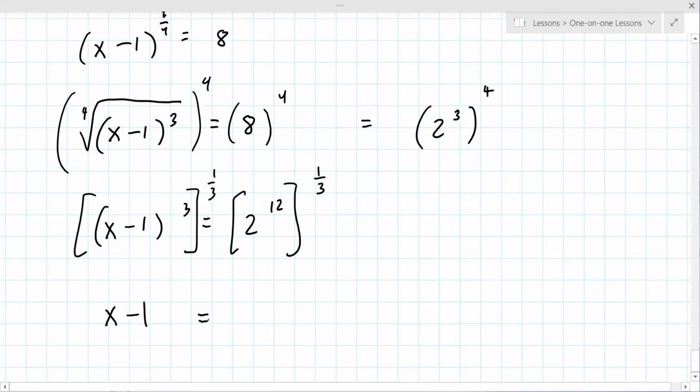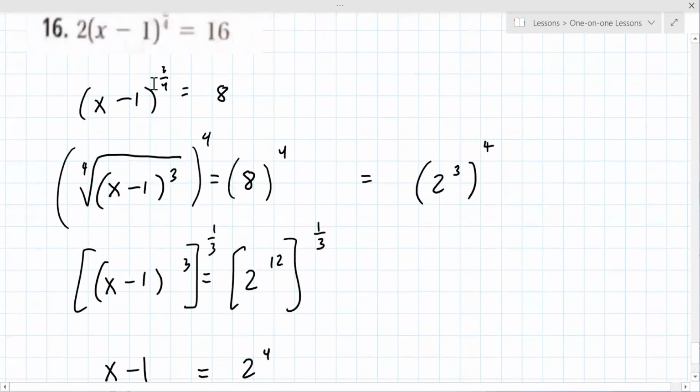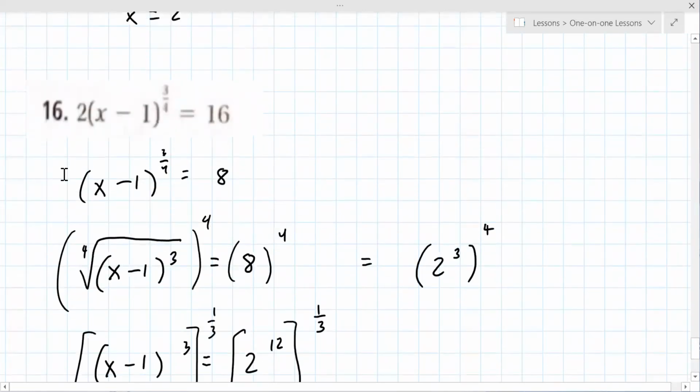The left becomes x minus 1. The right becomes 2 to the 4th. 2 to the 4th is 16. x minus 1 equals 16, so x equals 17. Yes, you could have undone the exponent here from the original step. It works because this is even on the bottom. And I think I suggested, rather than try to remember, well, if it's even on the bottom, it's okay, but if it's odd, it's not, rather than doing all that, it's better to just write it into a radical form.